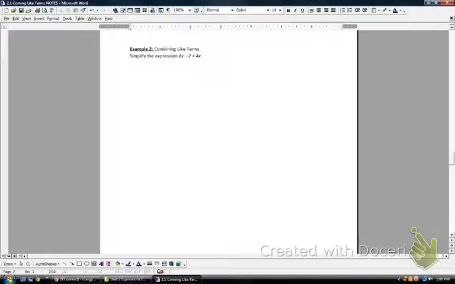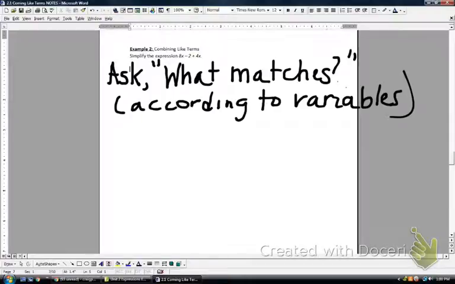So let's look at example 2. Example 2 says simplify the expression 8x minus 2 plus 4x. When I simplify the expression, I ask myself, what matches? So I ask myself what matches according to the variables. So I look at that expression and I have 8x and plus 4x. Those match because they both have an x in them.